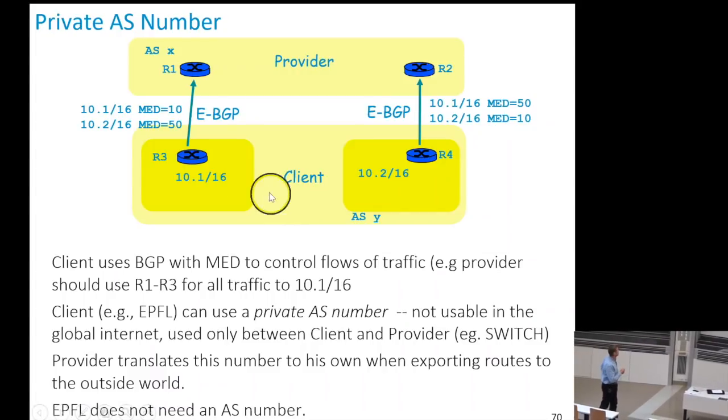Private AS numbers. Here's an example of use. Imagine this is EPFL, and it's connected to SWITCH at several points. Then it may use things like multiple exit discriminator to do all the nice things we have described before.